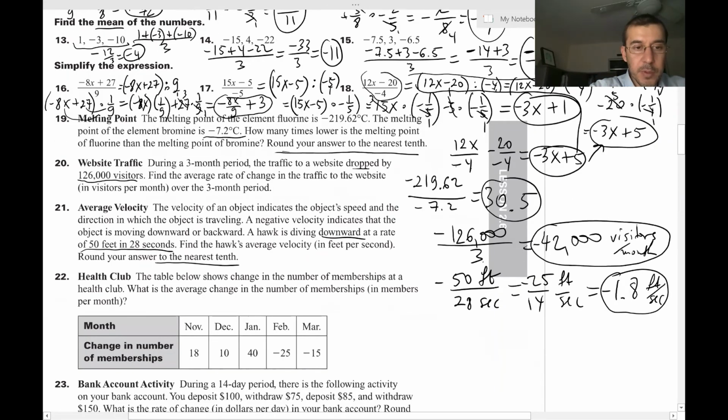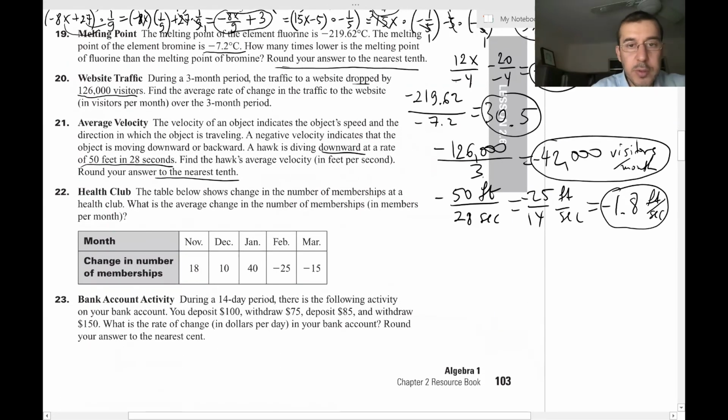And 22 next. The table below shows change in the number of memberships at the health club. What is the average change in the number of memberships in members per month? So we have to add up these and then divide by how many months? 1, 2, 3, 4, 5, over 5. So over 5, and we have to add up these. So 18 plus 10 plus 40 minus 25 and minus 15.